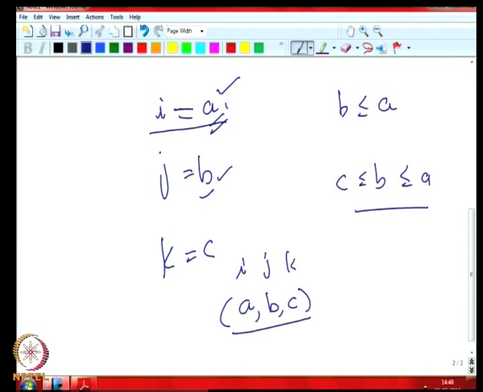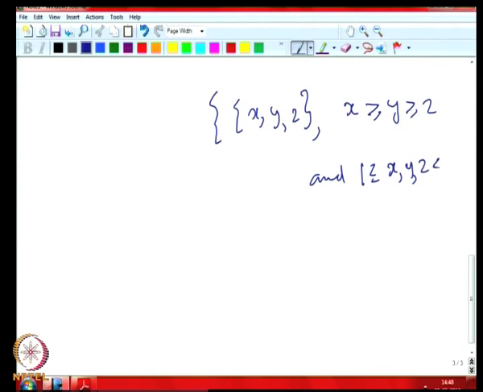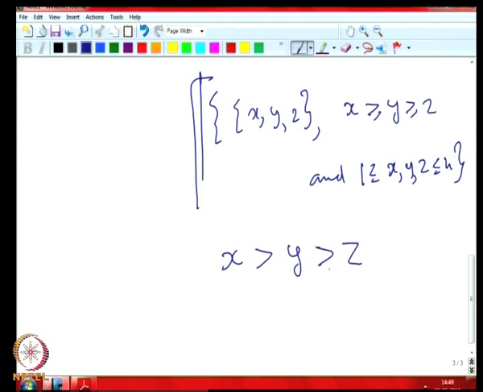The set is of triples x, y, z such that x is greater than or equal to y greater than or equal to z, and 1 is less than or equal to x, y, z less than or equal to n. The cardinality of this set is what we are looking for. It would have been very easy to count if it were strict inequalities, x greater than y greater than z, meaning x and y cannot be equal, y and z cannot be equal. So, what is the answer then?